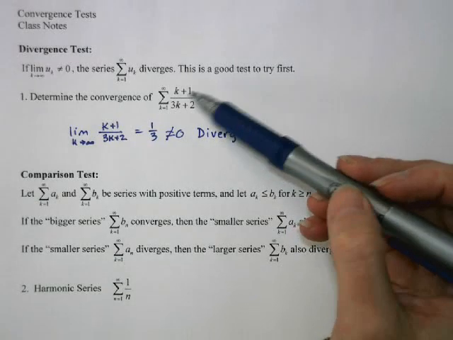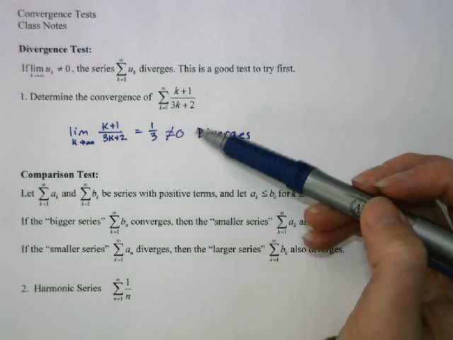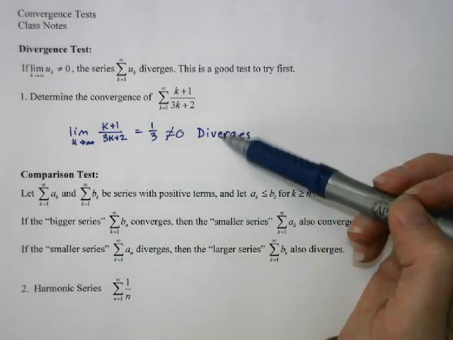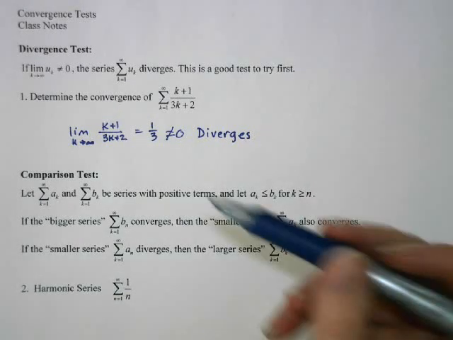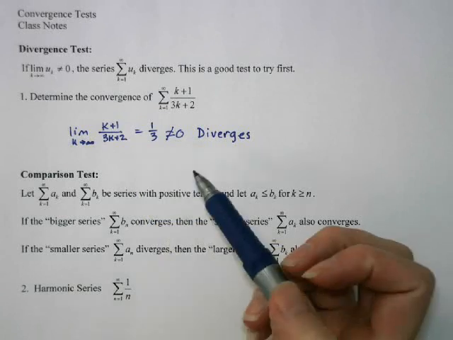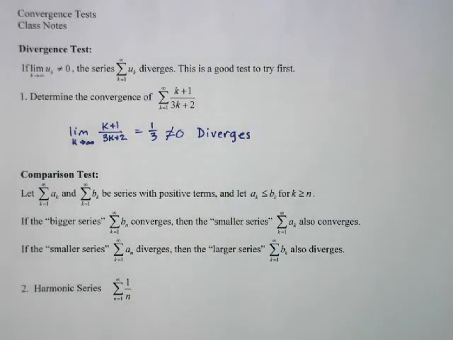It's because what you're saying here is I'm adding an infinite number of 1/3. I'm going to have 1/3 plus 1/3 plus 1/3 plus 1/3, so it's not going to come to a value. The converse of this is inconclusive. If you do get 0, it might converge, but it might still also diverge.